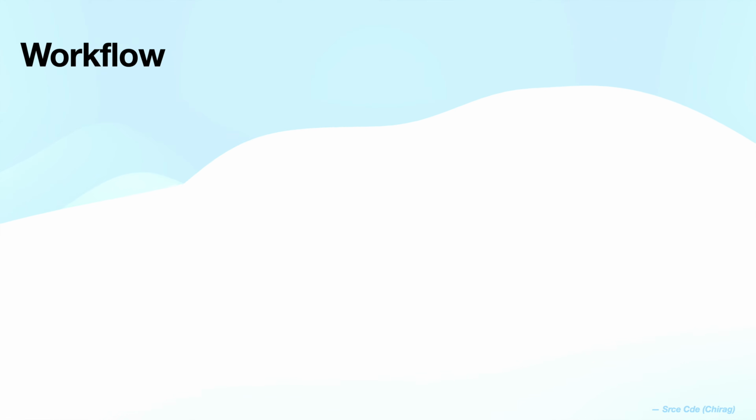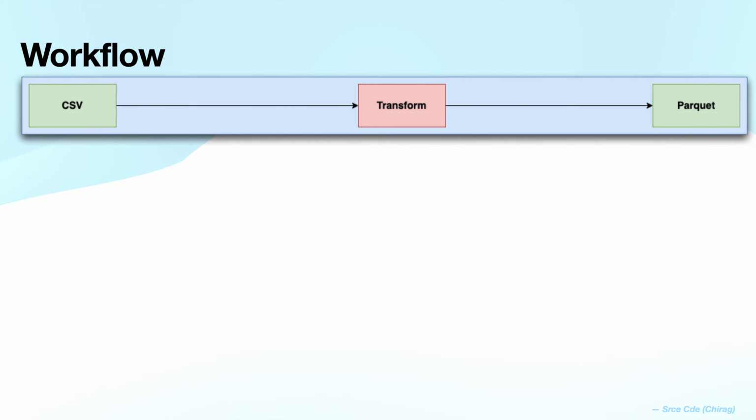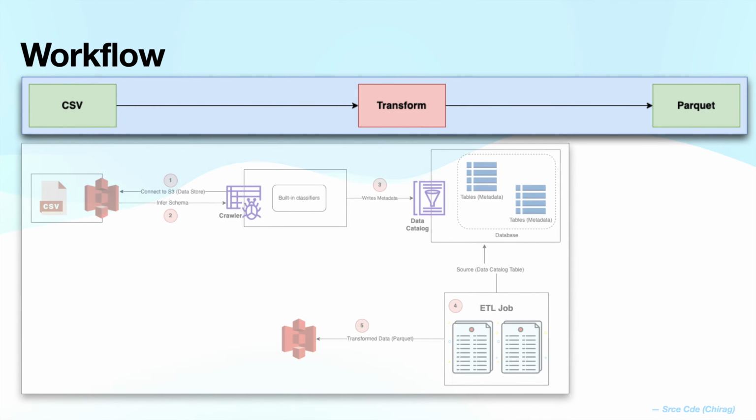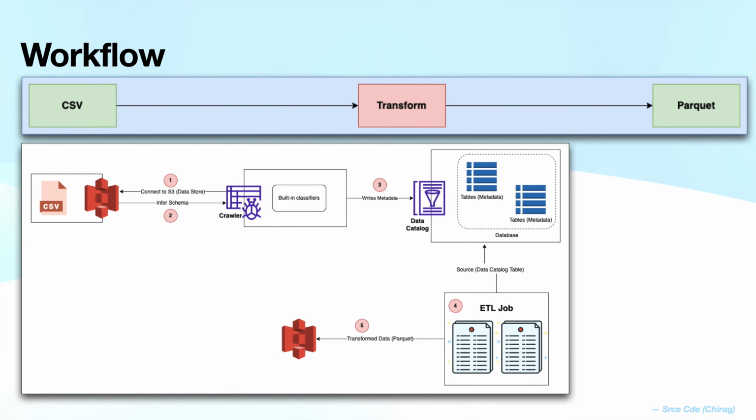At the high level, we will transform the CSV file into Parquet format. The data store is S3 and we want to transform the CSV into a Parquet file and store it back to the S3 bucket. Now let's understand this flow.